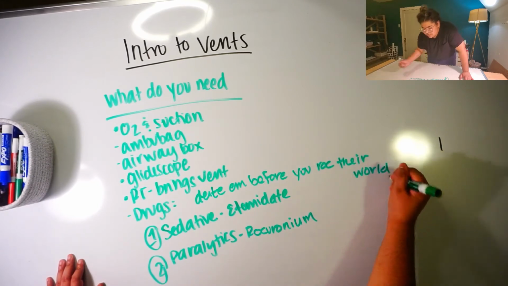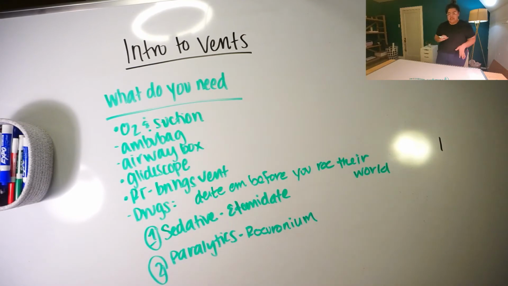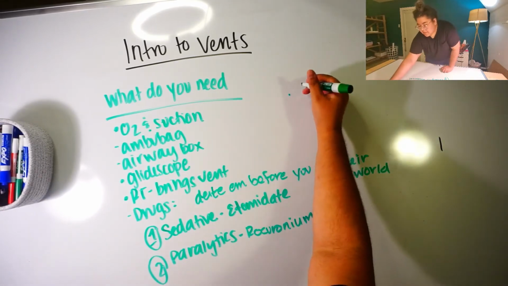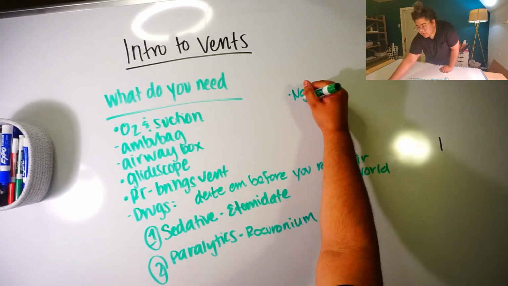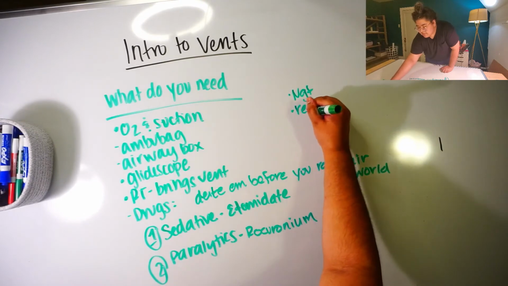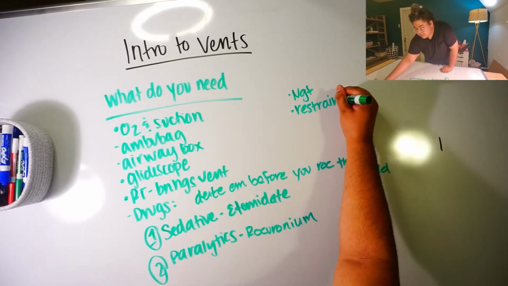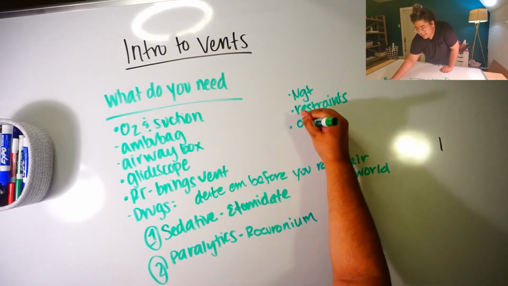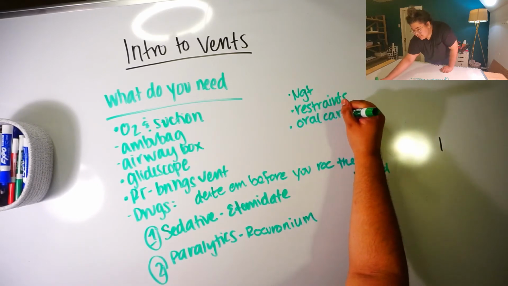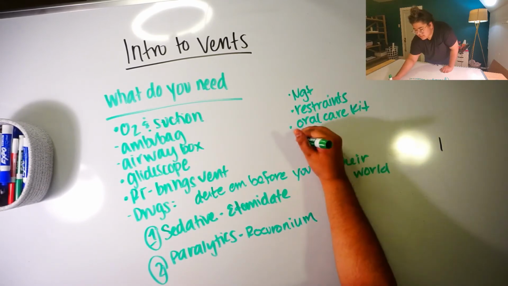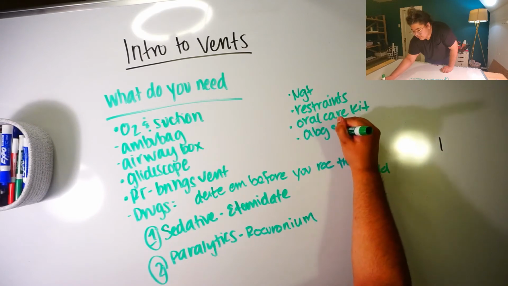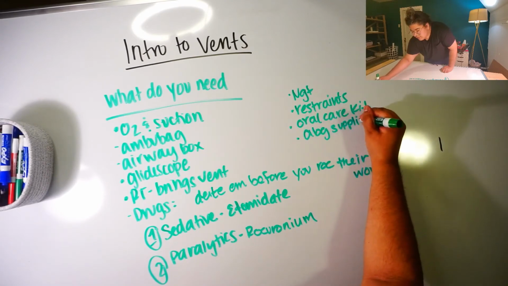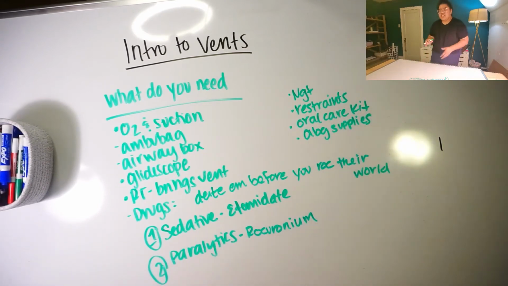Okay. So those are the things you absolutely need, okay? Other things that you should think about getting: maybe an NG tube, restraints, oral care kit, ABG supplies, etc. Okay, those are just some other things that you can get, but they're not necessary.